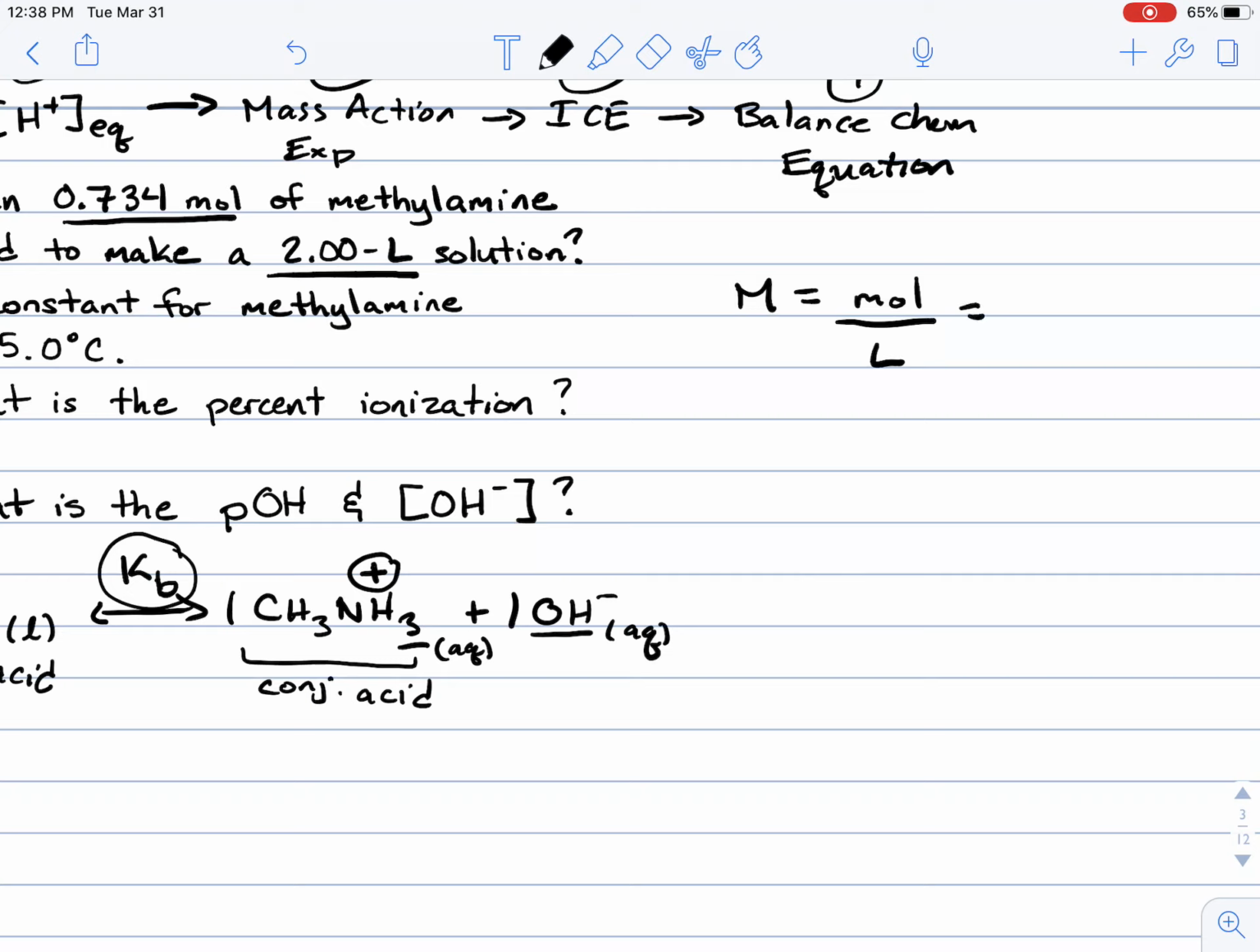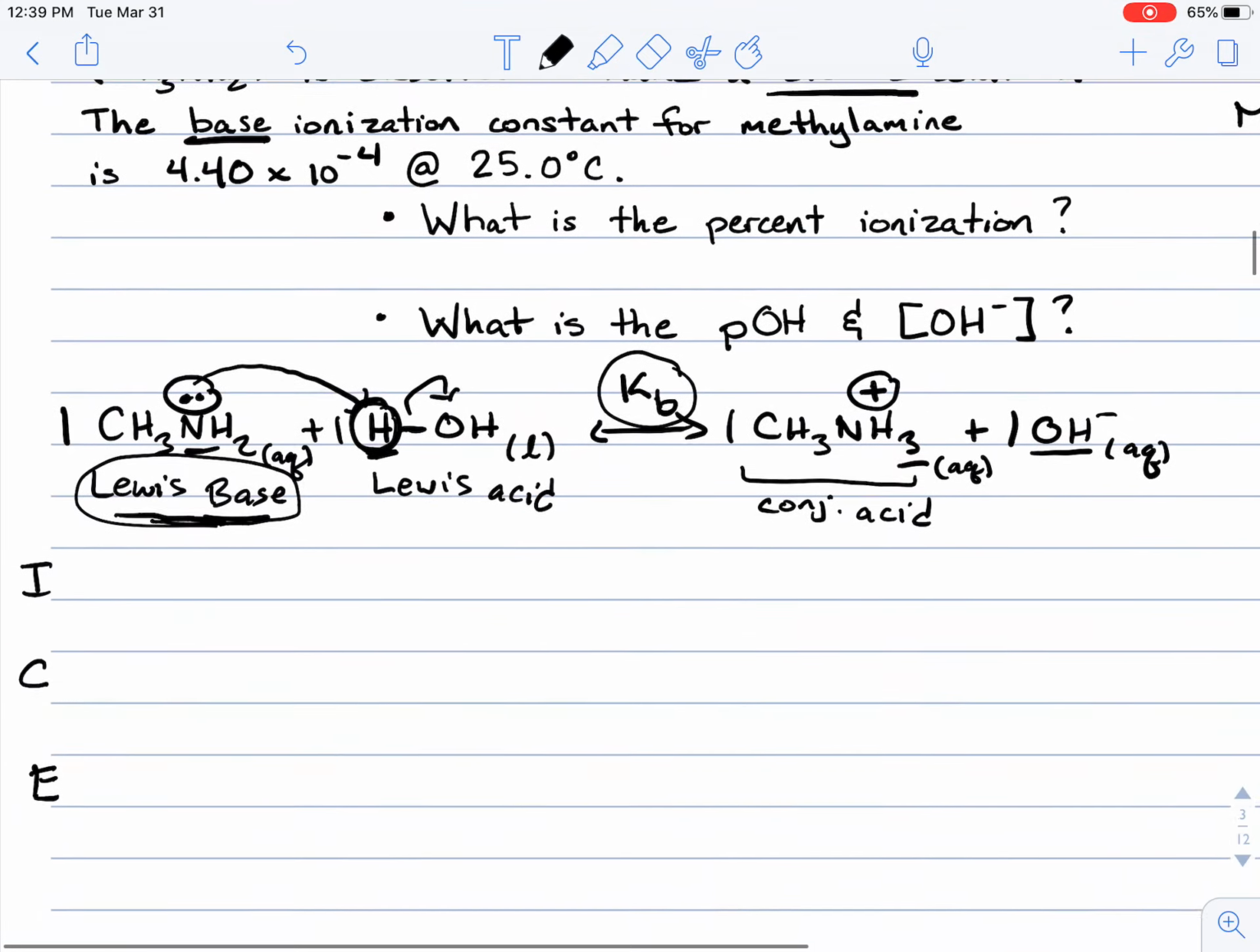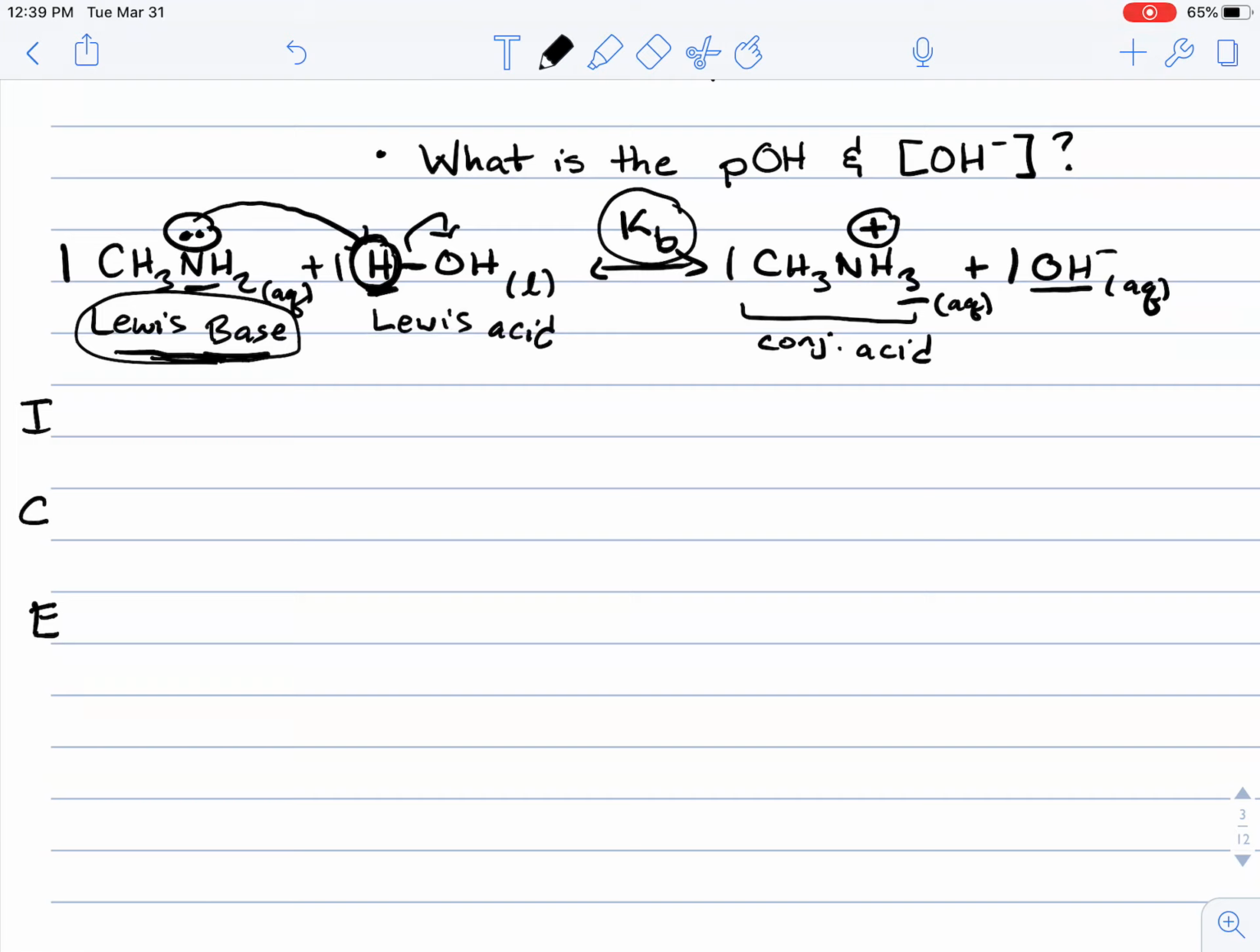And so we're going to go ahead and take 0.734, and then we're going to divide this by 2.00 moles per liter. And if you divide those two values, what we get is 0.367 molar concentration. And so the initial concentration for our methylamine is going to be 0.367 molar. So let's go ahead and look at the change.